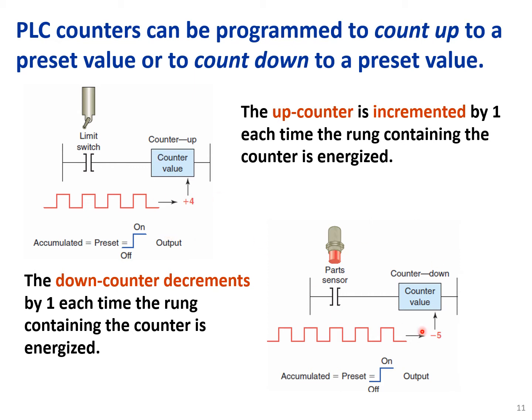So for both of these cases, when the accumulated value reaches the preset value, then the output of the counter becomes true, or the done bit of the counter becomes true.